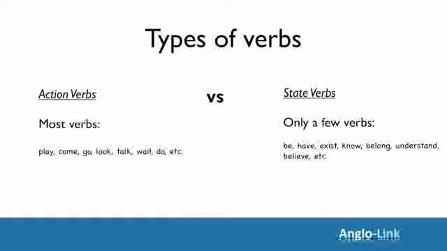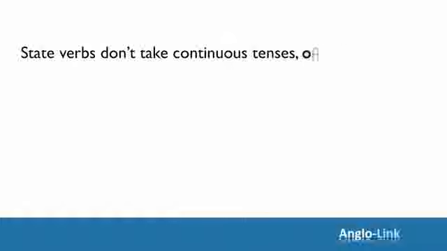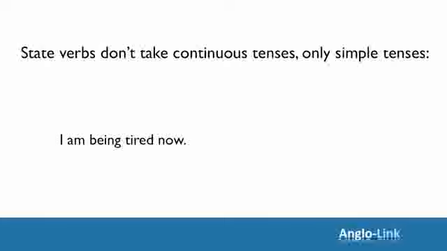And because of this sense of continuity, they don't take continuous tenses. That's what you have to be careful with. When you're using your tenses, you've got to be careful not to put a state verb in the continuous form. For example, let's look at the verb to be. I'm being tired now. Doesn't sound right, does it? Because it's a state verb. We only use simple tenses with state verbs. So I'm being tired now changes to I'm tired now.